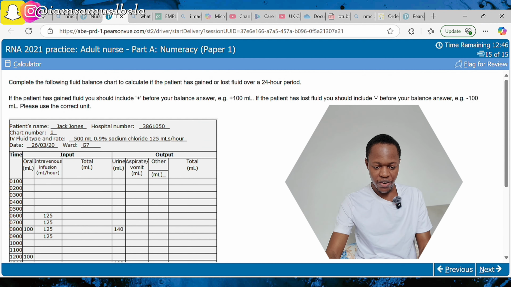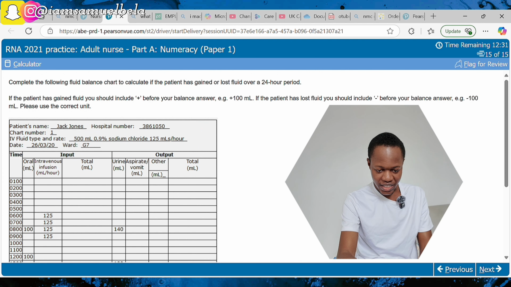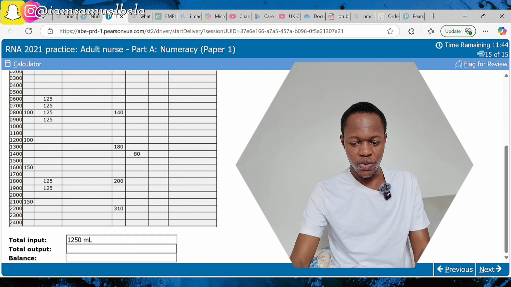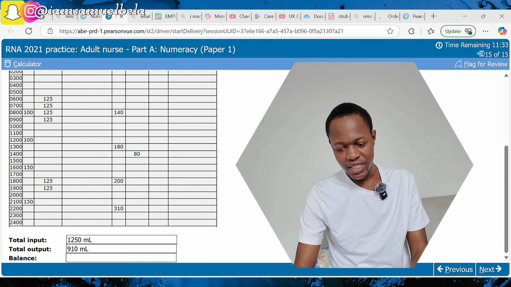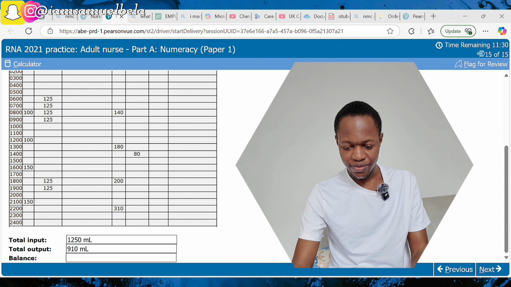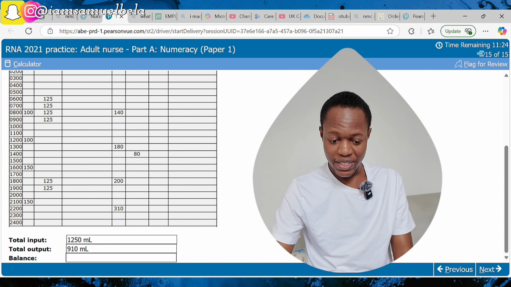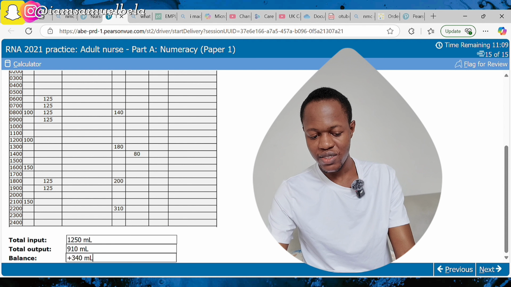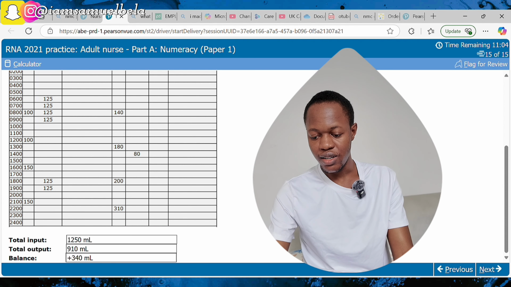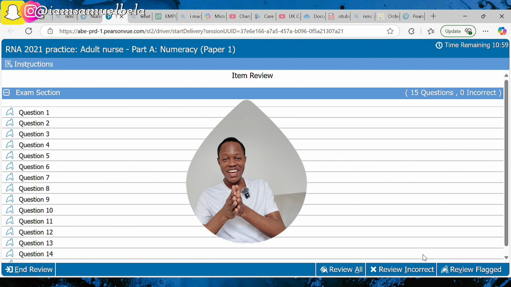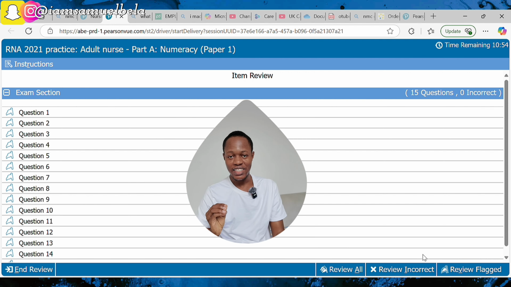1,250 ml. Because if you read the instruction, it says if the patient has gained, so total output equals 910 ml. So we are going to subtract this from each other. So our final answer, don't forget the person gained, so it will be plus, what was that again? 340. I can't remember if there's supposed to be plus or minus in this total and total input and output, but let's just see, guys. We got everything, so you guys can see that it is very easy, honestly.